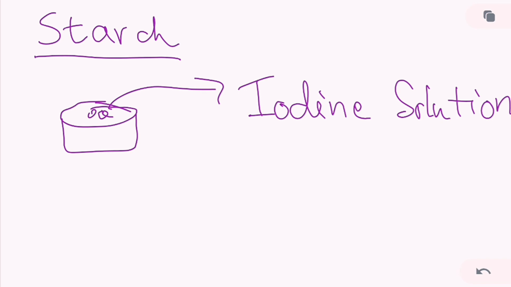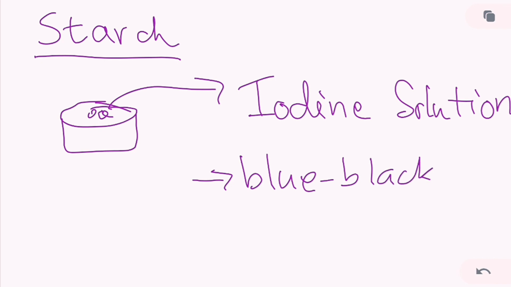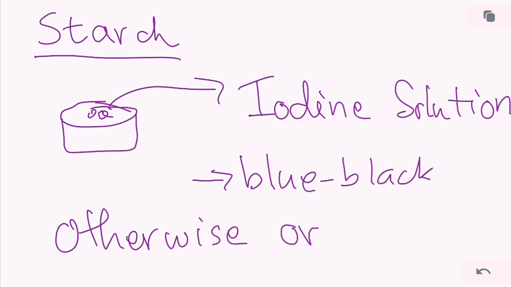If starch is present, you're going to see a blue-black color wherever you kept the drop. If there is no starch in that potato, we will not see a blue-black color. It would just remain the same orange-brown.